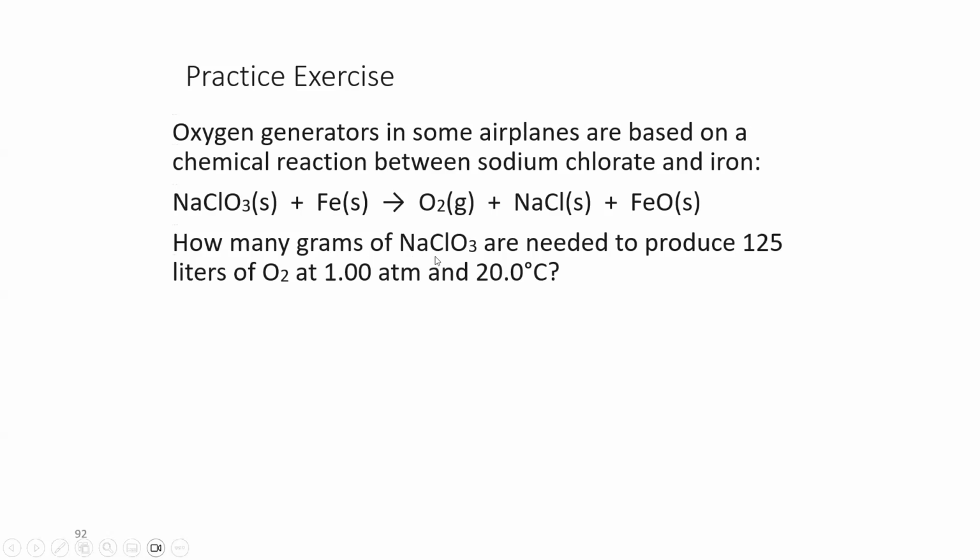But we want to figure out how many grams of that sodium chlorate are needed to produce 125 liters of oxygen at 1 atmosphere and 20 degrees Celsius. So again, we're going to have to use the ideal gas law to figure out how many moles of oxygen we have. Then we can use the chemical equation to go from moles of oxygen to moles of sodium chlorate. And then we can use the molar mass of that substance to then convert it to the grams that we're looking for.